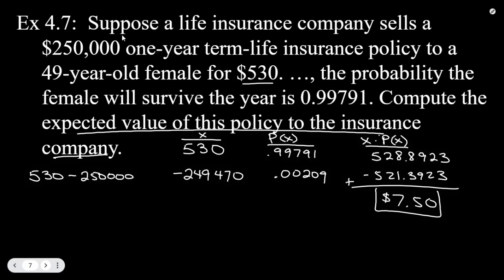So even though the lady is only paying $530, most likely she's going to survive the year, but there is that slight chance that she might die during that year. And so then the company has to pay out all that money that it has for the policy. And so the end result is if they gave out a whole bunch of policies like that, they would end up making $7.50 on each one.